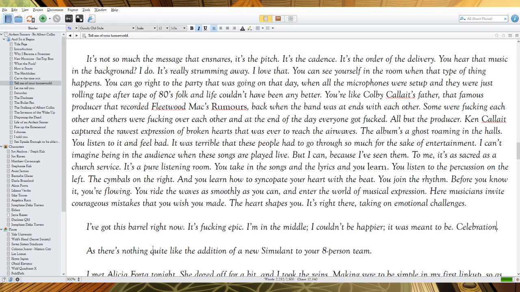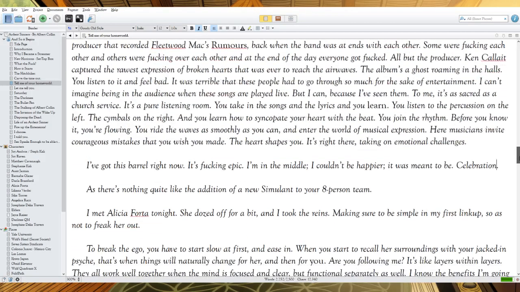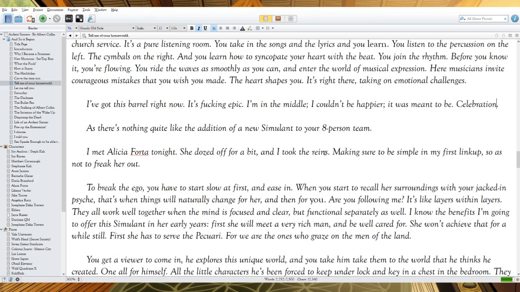There's nothing quite like the addition of a new stimulant to your 8-person team. This is an important sentence. It's telling. And I don't like that. I like this. How do we do this? There's nothing quite like the addition of a new simulant. You don't have to know that it's an 8-person team right now, but now you know. Spoiler. Sorry, pal.